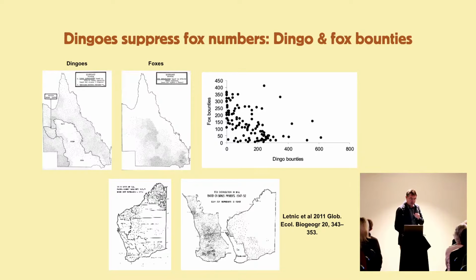It's a map of Queensland. I'll try to explain what I'm seeing here. This map is covered in dots, and each dot represents 5 dingo scalps that were handed in for bounty payments. And the map on the other side is the same map for foxes.